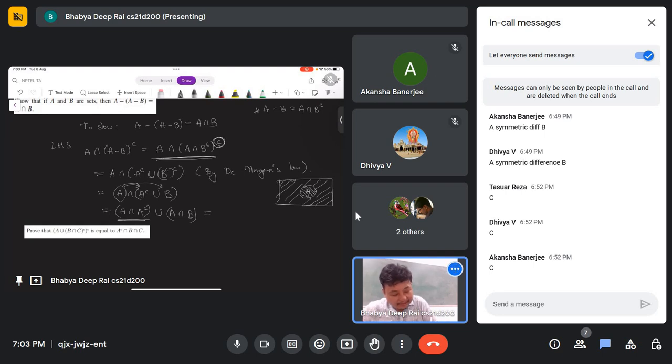It's empty, equals to empty union A intersection B. Now, if you union anything with the empty set, whatever set you combine it with the empty set, you get the set itself, right? Logically. So you have A intersection B. I hope it is clear so far. So this is how we achieved it. Okay, and this is by the distributive law.